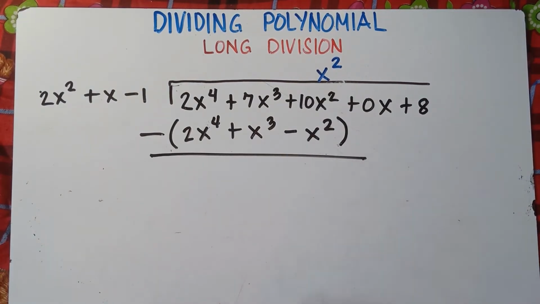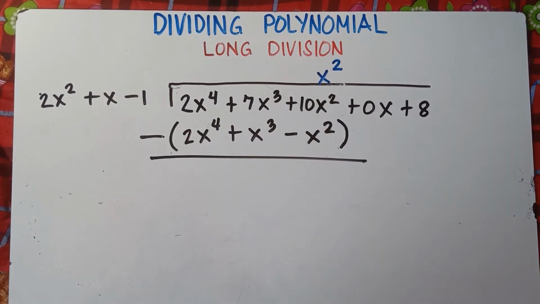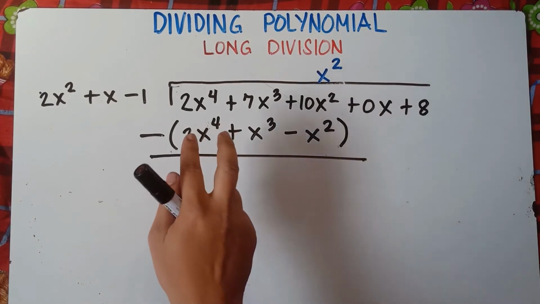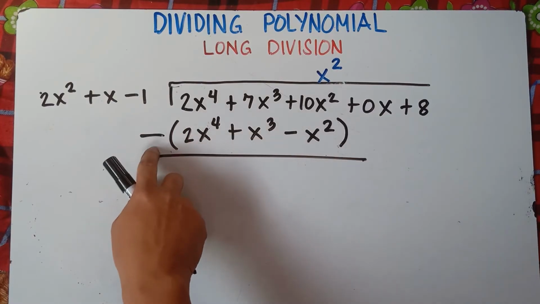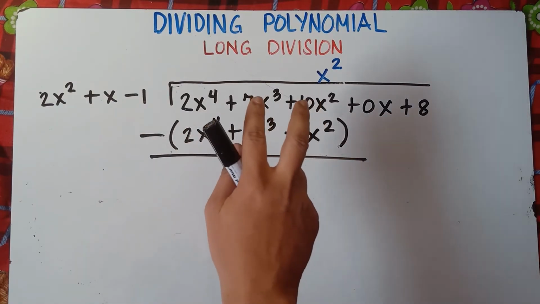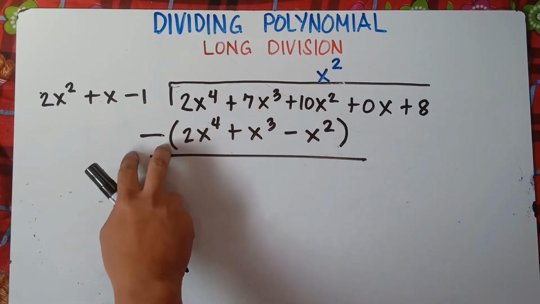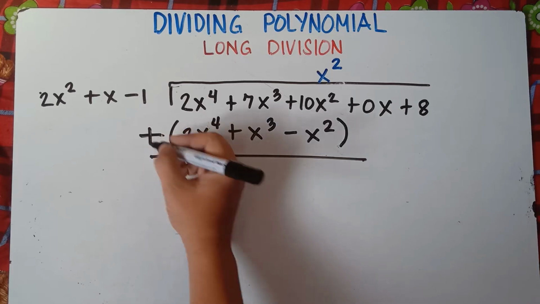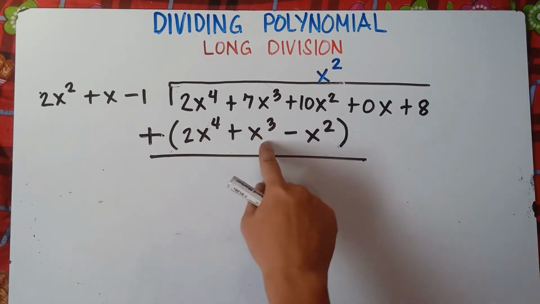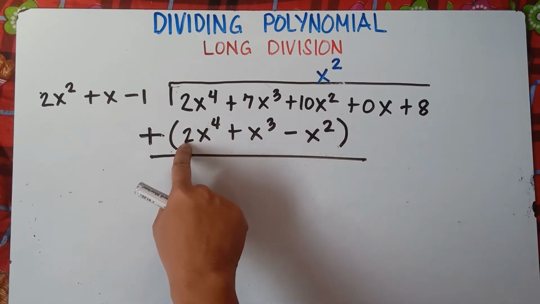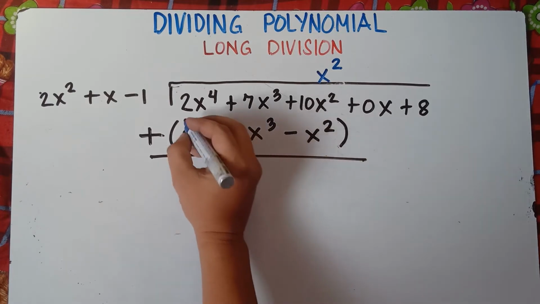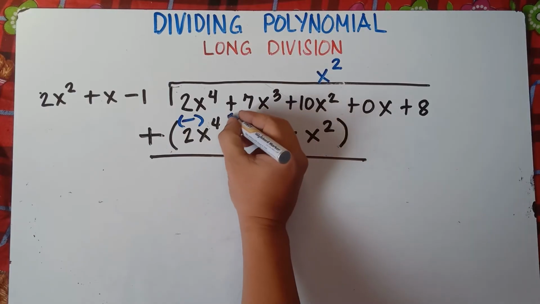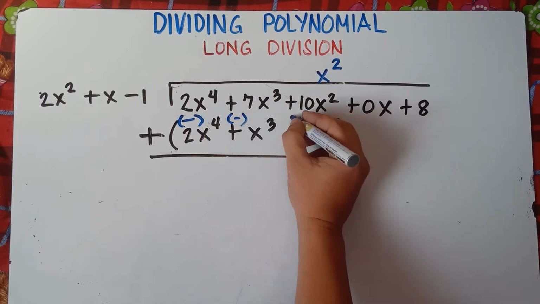And then you put this horizontal line. Subtract. Now when you're subtracting, always remember this one. You change the sign of the subtrahend, then you proceed to addition. That's the rule there. So we will change this sign. This is minus sign. We proceed to addition, and we will be changing the sign of the subtrahend. So this is positive 2x raised to the power of 4. It will be negative. This is positive. It will be negative. This is negative. It will be positive.